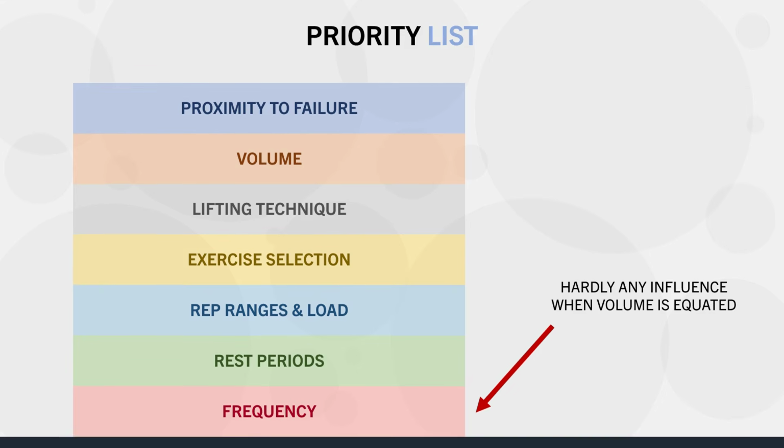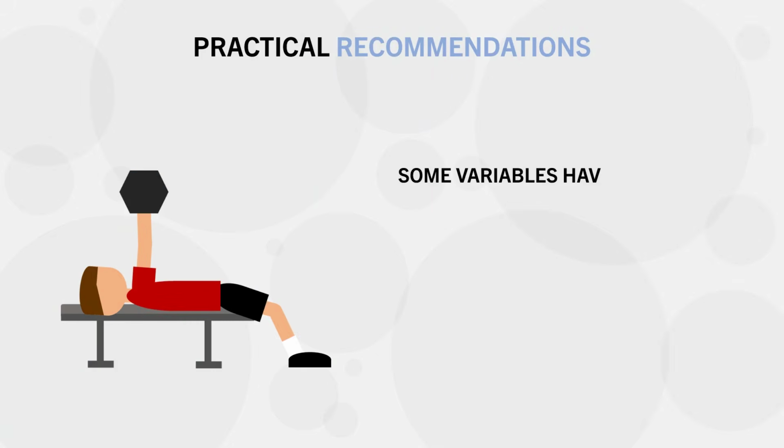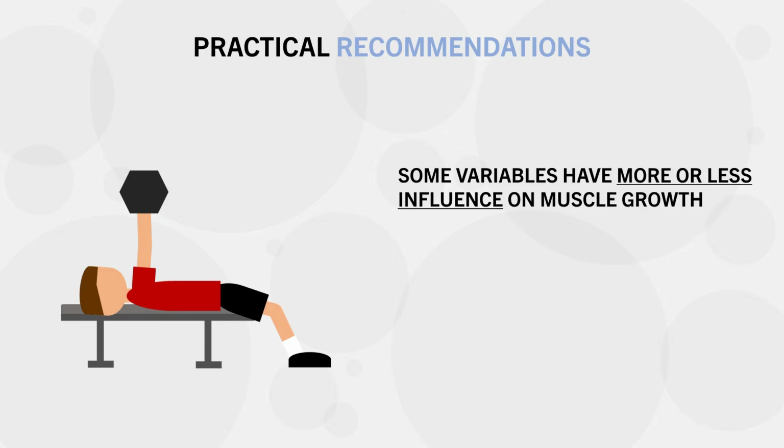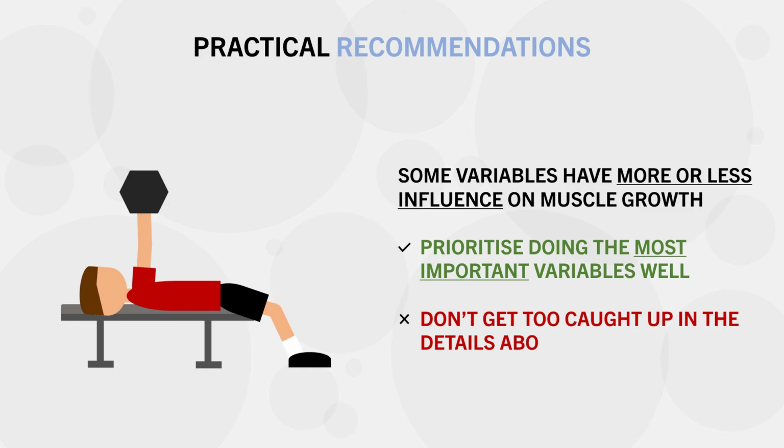So to summarize this video, let's establish some practical recommendations. There are many training variables that are often discussed, but very rarely do we consider which ones are more important than others. Some variables have a large influence on muscle growth, while others are less important. Therefore, we should ensure that we are taking care of the most important variables first, such as proximity to failure and volume, before putting too much thought into less important variables, such as rest periods and training frequency. Trainees can use this priority list to make sure they are spending the most amount of effort on the variables which have the largest effect, and the least amount of effort on the variables which have minimal effect.